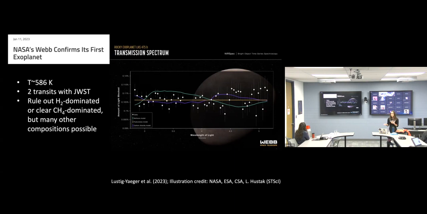So they were able to rule out atmospheres that are hydrogen-dominated or clear methane-dominated atmospheres, but they found that there are a lot of other compositions that are still consistent with their observations, like cloudy methane-dominated atmospheres, water-dominated atmospheres, and many other things that are below the level of the sensitivity of these data.